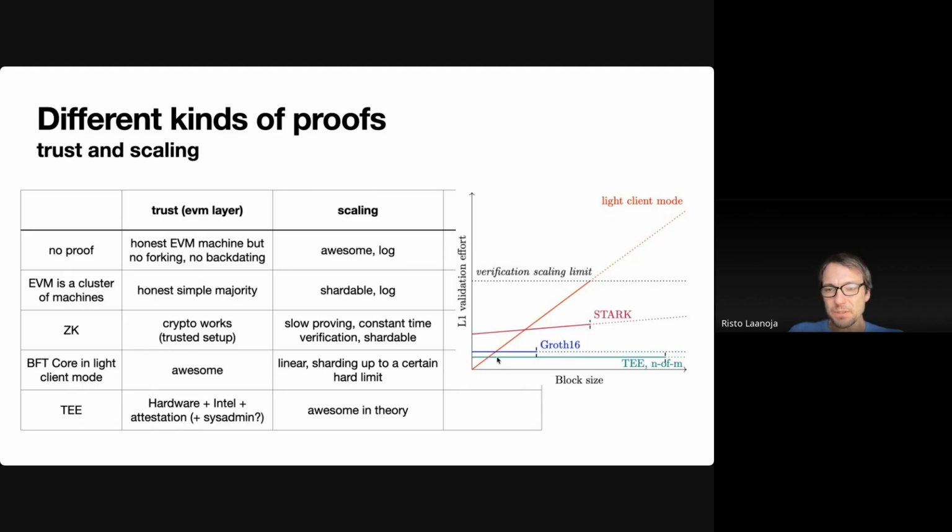And the final option is to use a trusted execution environment or N-of-M consensus. This is a cluster of machines or TEEs, which are even more efficient, and they scale more until there is some kind of limit. I think it's not an execution limit, it's more like a bandwidth limit that the BFT core can afford.